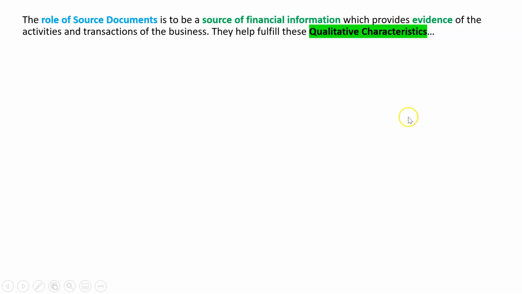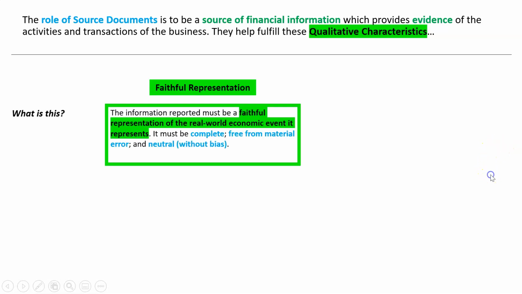And if we go back to our theory, we'll say really source documents help us fulfill a couple of qualitative characteristics of the rules of accounting. Two of those rules are faithful representation and verifiability. Let's start with the first one.